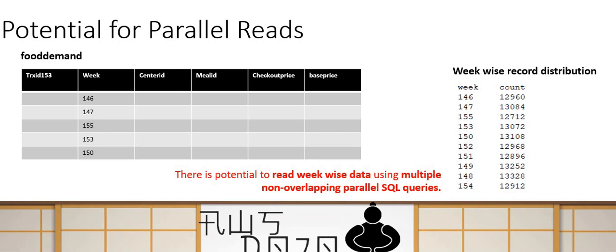And that's why I show you here. I took this data set where, if I look at my record distribution per week, it looks like a very evenly distributed read, more or less 13,000 records. That means if I read my data in parallel week-wise through mutually exclusive, non-overlapping parallel SQL queries, then I can optimize my performance.